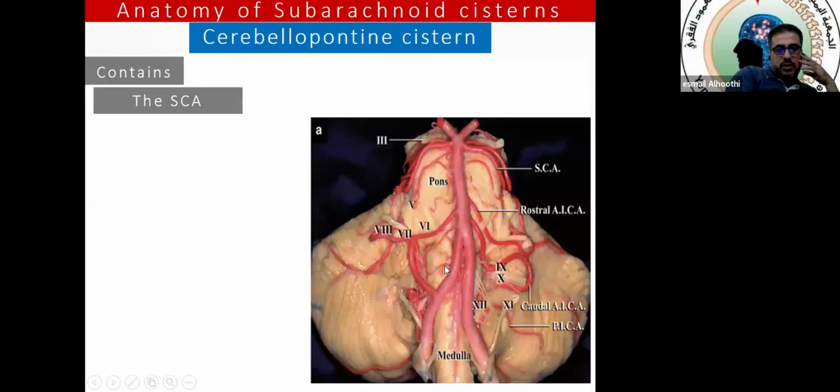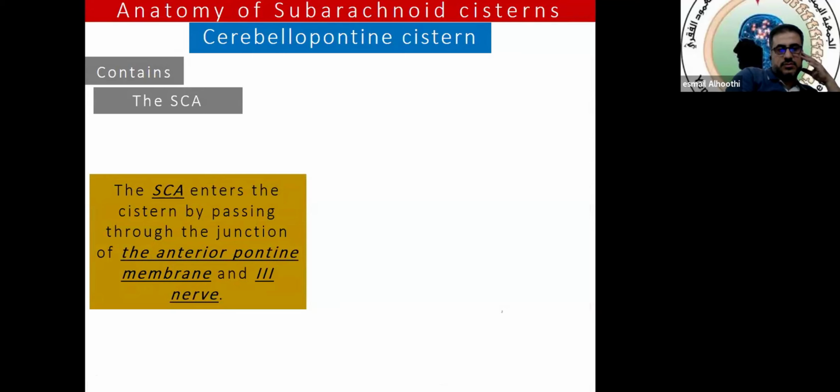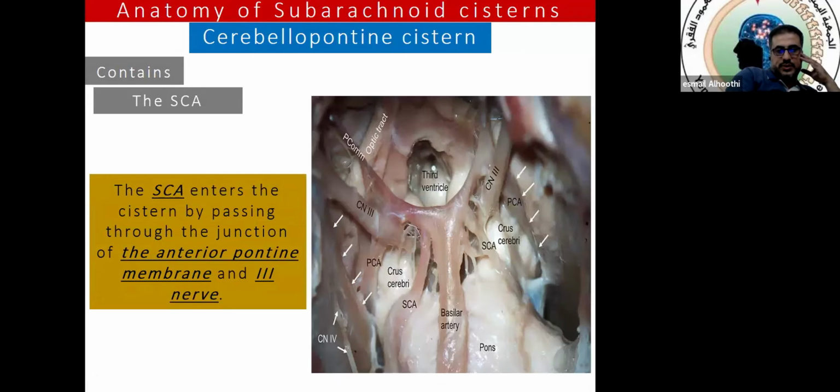The cerebellopontine cistern also contains the superior cerebellar artery, as it originates and branches from the basilar artery. You see here, it originates from the basilar artery within this cistern. Also, as we see here, this is the superior cerebellar artery, originating from the basilar artery and going through this cistern.